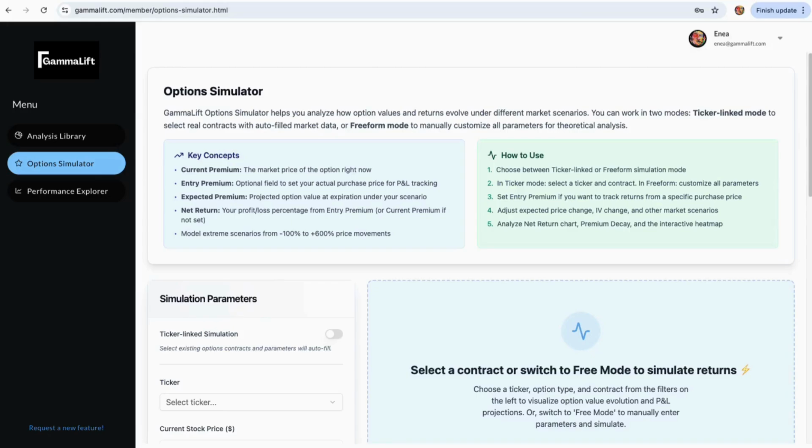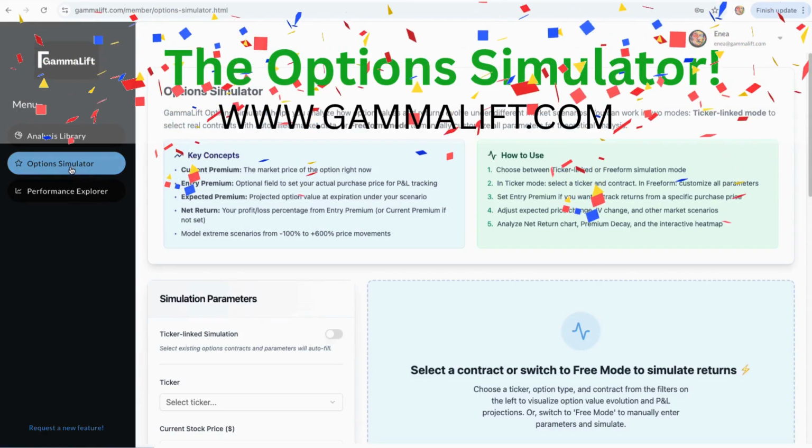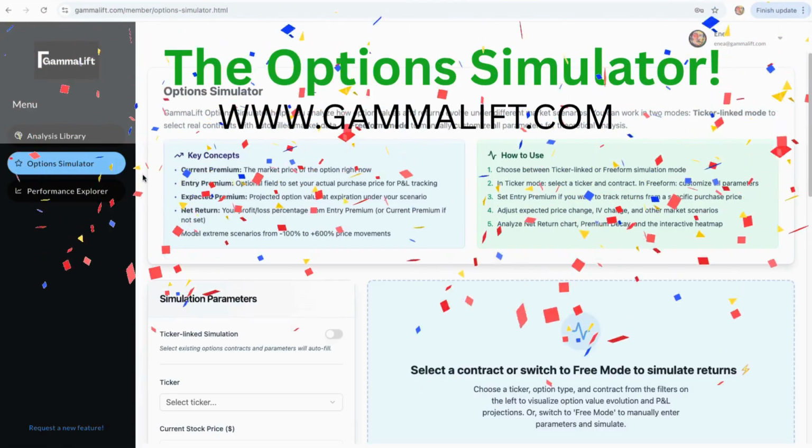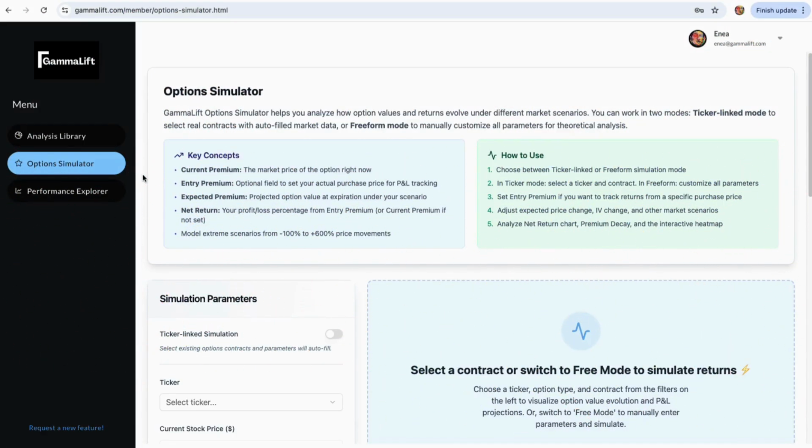Hey there, this is Enea, and I'm very excited to introduce you to the Options Simulator. It's a tool I've been working on for a while. I find it already very useful, and I hope you will find it useful too.